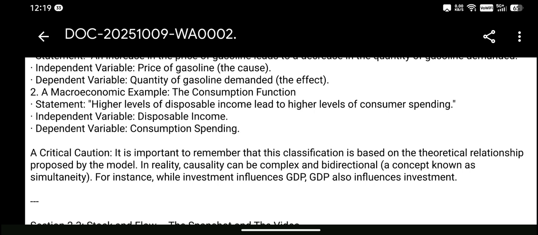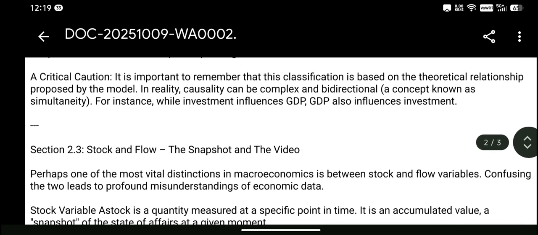A critical caution: it is important to remember that this classification is based on the theoretical relationship proposed by the model. In reality, causality can be complex and bidirectional, a concept known as simultaneity. For instance, while investment influences GDP, GDP also influences investment.